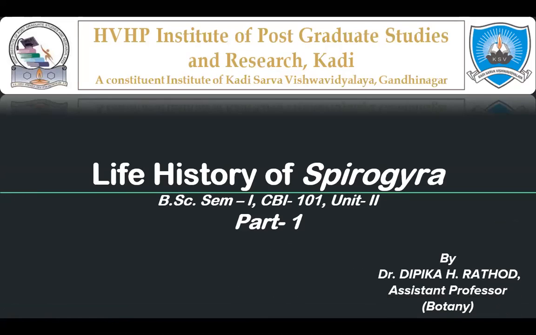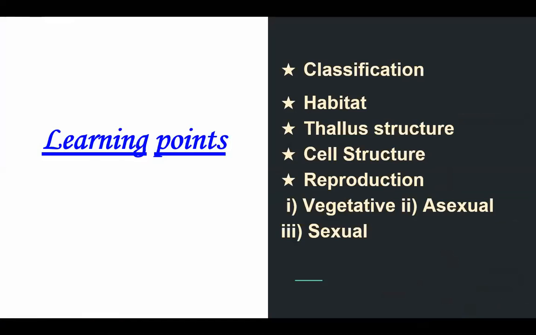Hello students, today I am going to discuss the life history of Spirogyra. It is in two parts. These are the learning points. In the first part, we'll discuss classification, habitat, thallus structure, cell structure, vegetative and asexual reproduction. And in the second part, we'll discuss sexual reproduction and its types.